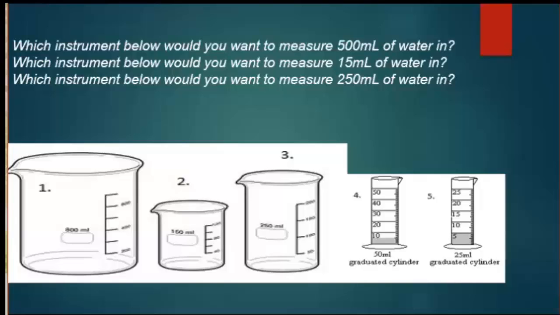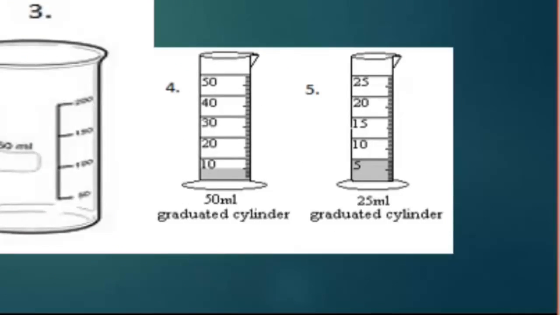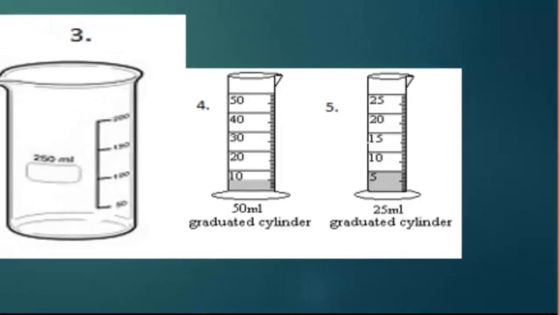Again, we ask ourselves, which of these containers can hold 15 milliliters? All of them can is the answer. So now our next question is, which instrument would give us the most precise data? That would be number 5. If you look at number 5, the big lines are in 5 milliliter increments, and then the small lines are in 0.5 milliliter increments. So that's very, very specific. So we would use graduated cylinder number 5.